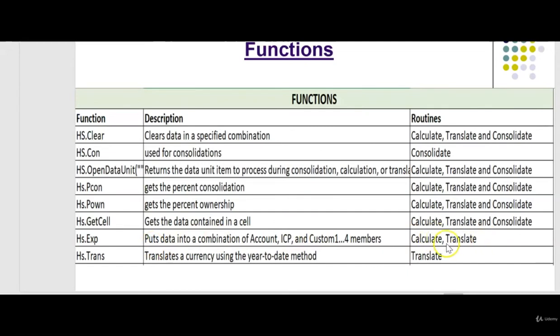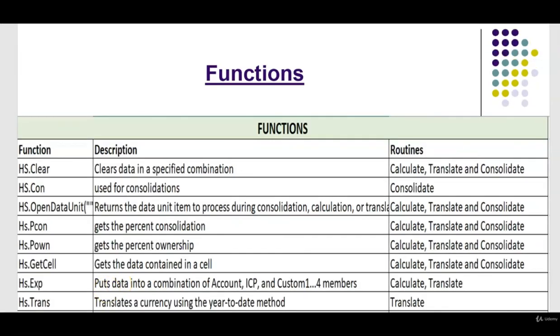hs.expression is the most commonly used statement in calculate and translate routines. It puts data in a combination of account, ICP and custom 1 to 4 members. On the left hand side of the equation, we can only mention the lowest level of members, base level members. On the right hand side, you can keep either the top level or the lowest level of the members. hs.trans translates a currency using the year to date method. This is used only in the translate routine. Thank you for watching. We'll see you in the next sessions.